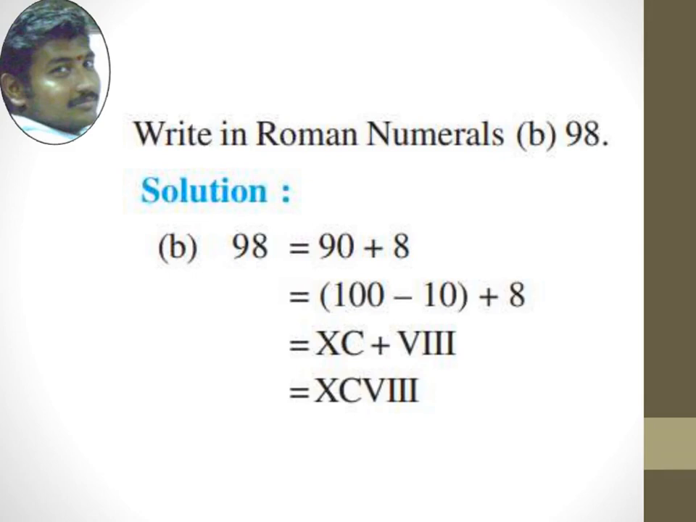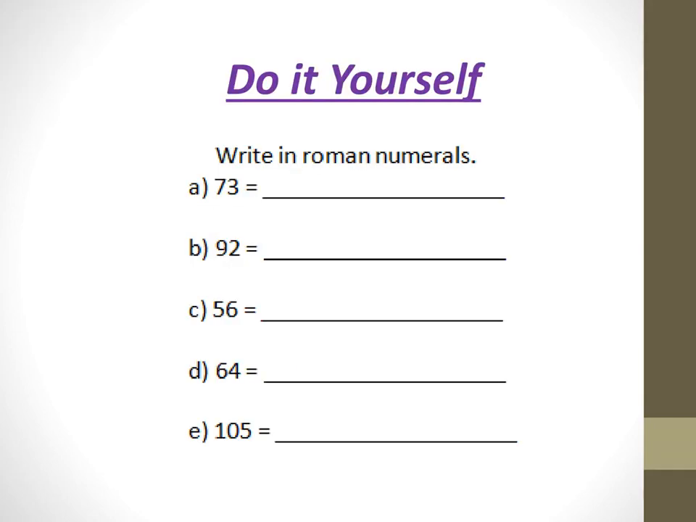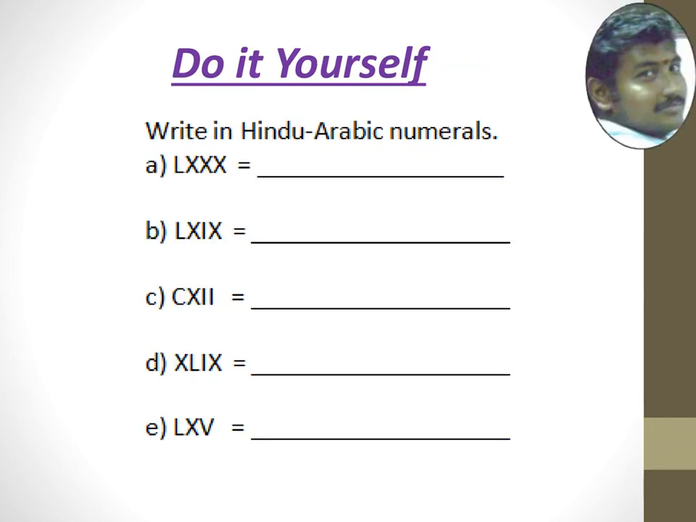The same way you can try these sums. You can do it yourself. You can write in Roman numerals 73. 70 will be what? LXX, 70, because 50 plus 20. And 3 means triple I. So easily you get the answer L, X, X, I.